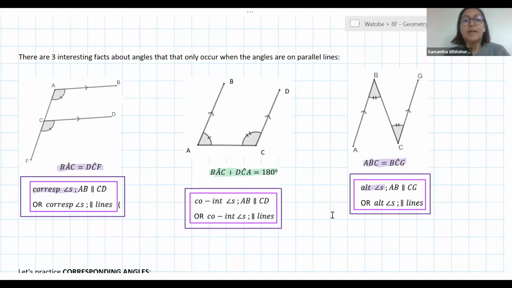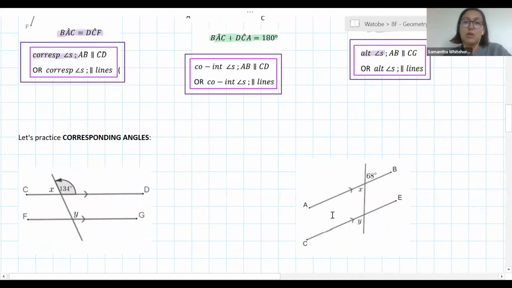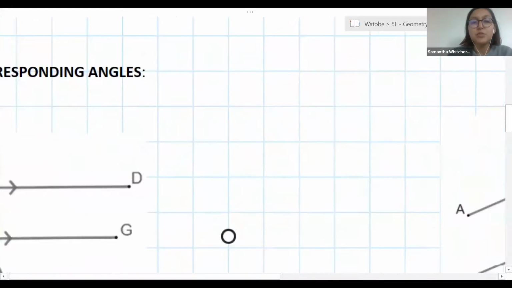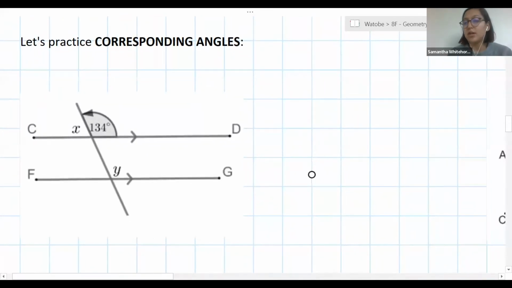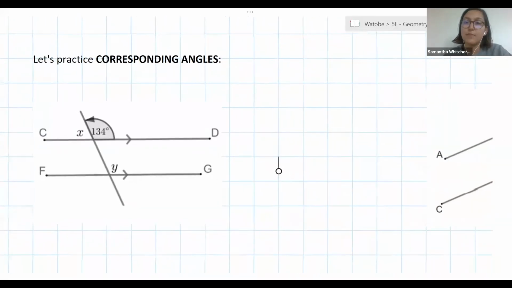All right, so let us start by practicing our corresponding angles. Now, guys, I didn't say this before we started, but please make sure you know how to screenshot on your device, especially with geometry. When there's lots of diagrams and stuff, sometimes you don't have time to draw them nicely. So just make sure that you are able to screenshot so that you can come back to it.